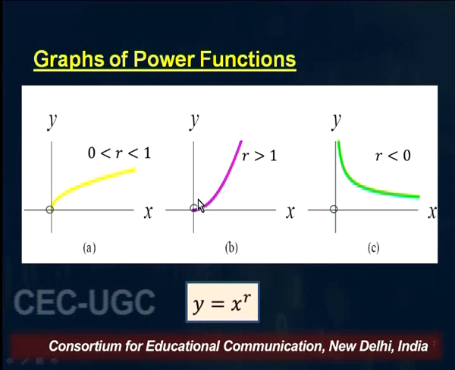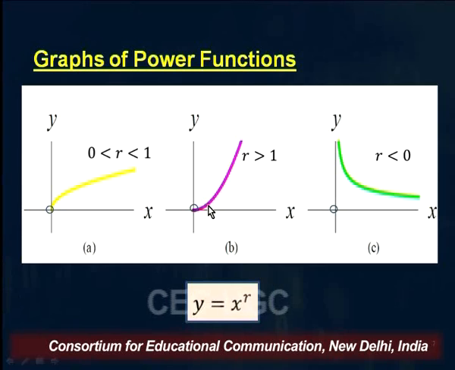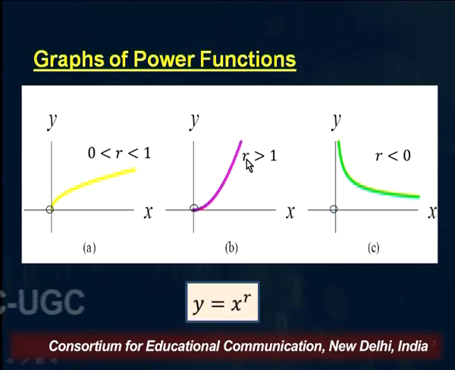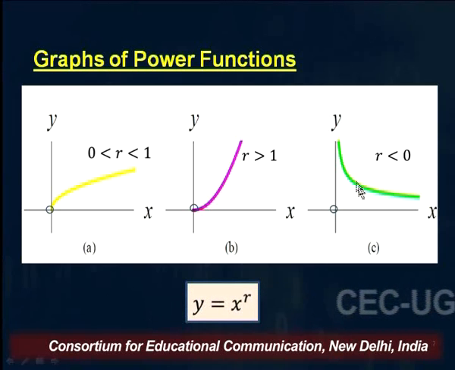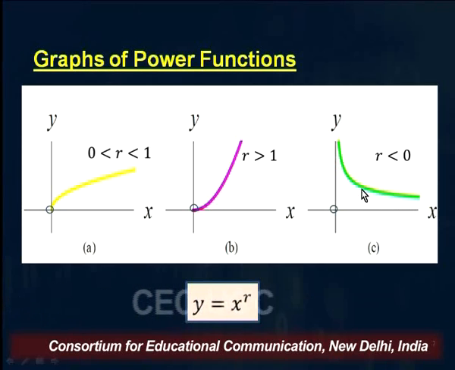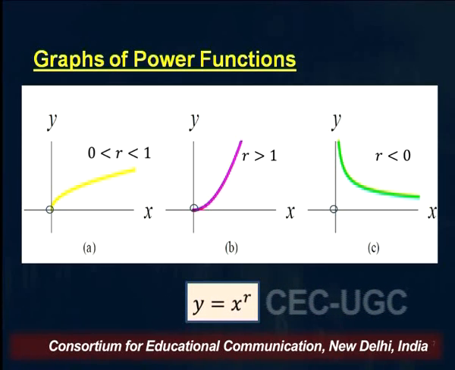But here again, we will take only that part of the parabola that lies in the first quadrant. So this is the graph that corresponds to what we'll get for R greater than 1. For R negative, we're going to get a graph that looks like, for example, suppose we were to take R equal to, let's say, -1.